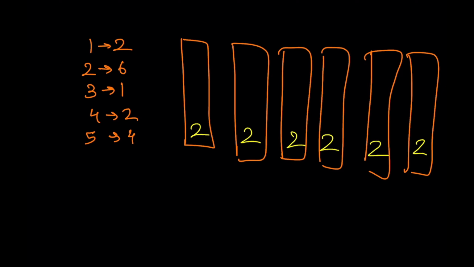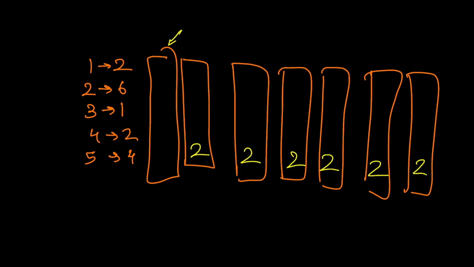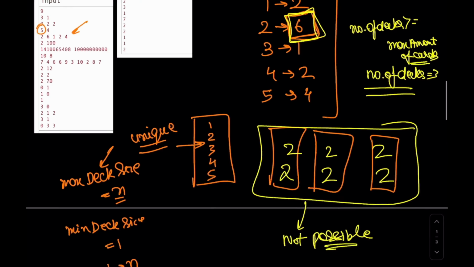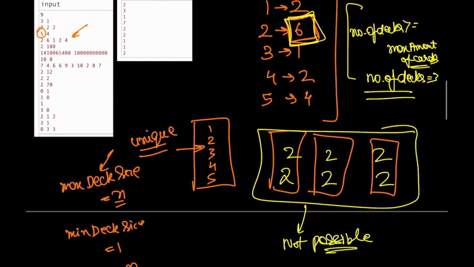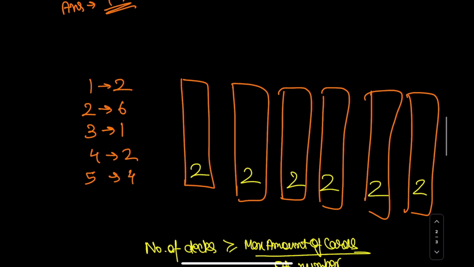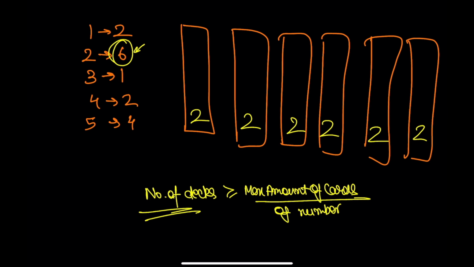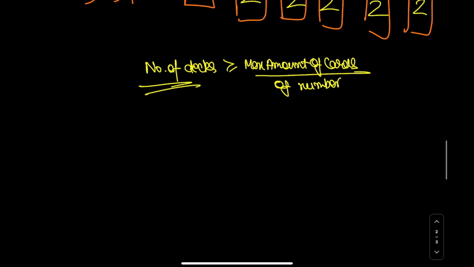Now, even if we had 7 decks, one deck would not have a 2. That doesn't matter, we don't need all the decks to have the same numbers, so I can put anything in it. So this statement is always valid: the number of decks is always greater than or equal to the maximum number of cards of any one number. We had a maximum of 6, so the number of decks would be greater than or equal to 6.